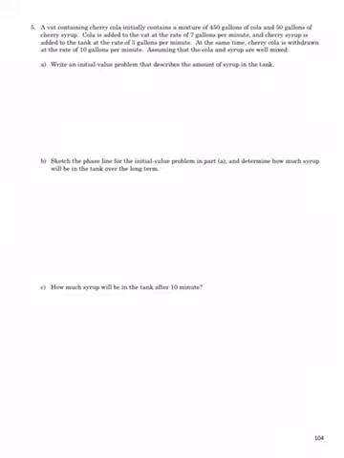All right, we have a vat containing cherry cola. It initially contains a mixture of 450 gallons of cola and 50 gallons of cherry syrup. So when they use the word cola, they mean the unflavored fizzy water, and then the syrup is what gives it the flavor. So there's 450 gallons of plain fizzy water plus 50 gallons of cherry syrup. So that's a total of 500 gallons of cherry cola.